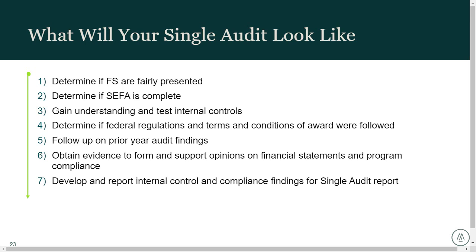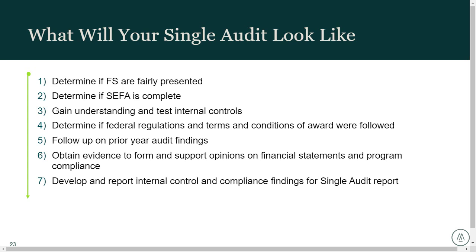But generally speaking, auditors are going to perform these 7 steps. First, they're going to determine if your organization's financial statements are fairly presented. They're going to look at your CFA and determine its completeness, its accuracy, and also assess if it's fairly presented in relation to your financial statements. They're going to look at your internal controls.